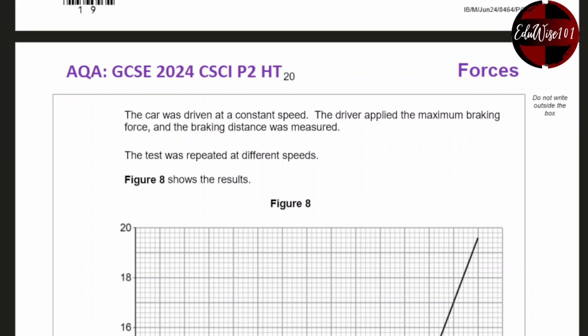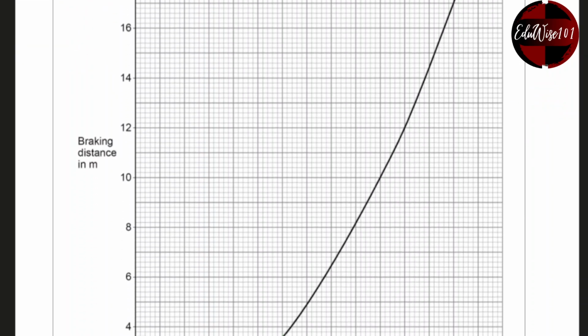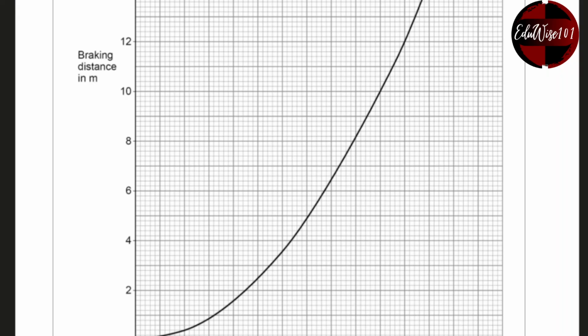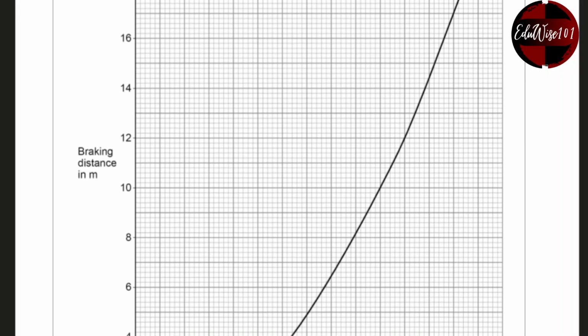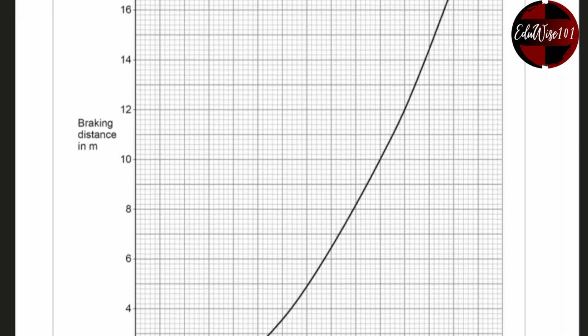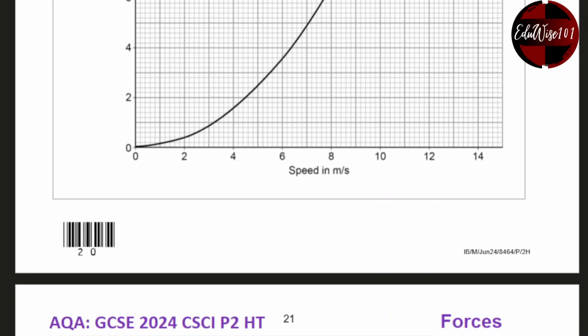The car was driven at a constant speed. The driver applied the maximum braking force and the braking distance was measured. The test was repeated at different speeds. Figure 8 shows the results. So here you can see a line graph. The x-axis is the speed, which goes up in 2s from 0 to 14, and the braking distance seems to be increasing exponentially right up to nearly 19.6 meters at 14 meters per second.